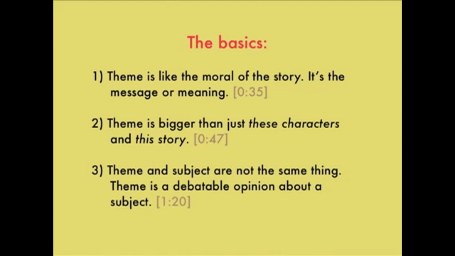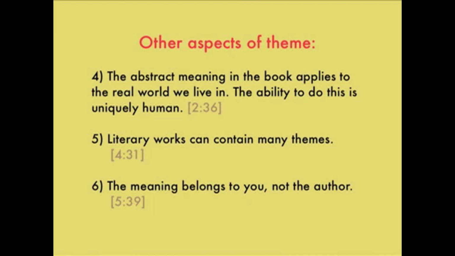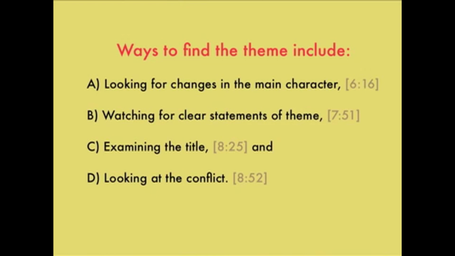Four, the abstract meaning of the book applies to the real world we live in. The ability to do this is uniquely human. Five, literary works can contain many themes, and any theme is legitimate if you can back it up. Six, the meaning belongs to you, not the author. Seven, ways to find the theme include looking for changes in the main character, watching for clear statements of theme, examining the title, and looking at the conflict.